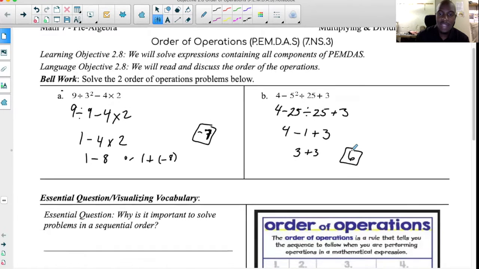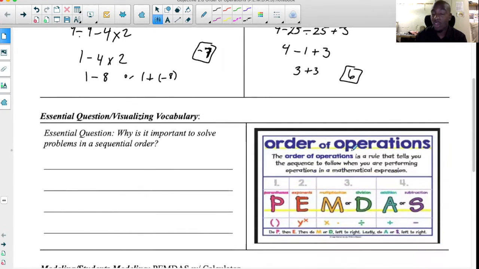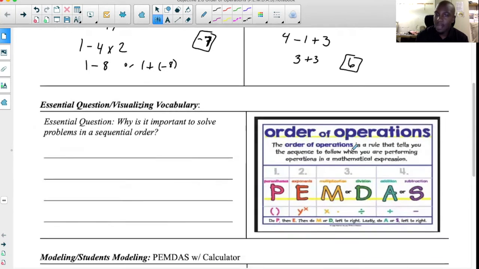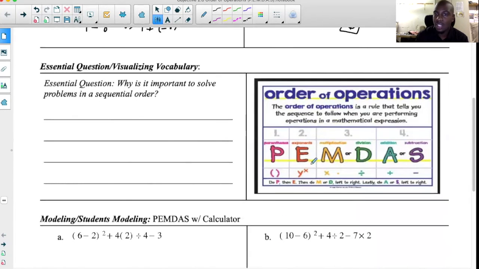All right, so let's dive in. We're going to talk about why it's important to follow the order. Otherwise, you won't get the right answer. This is the same picture we've seen over the last couple lessons. Please remember there's only 4 steps, not 6. That will definitely help you be able to solve the problems below.